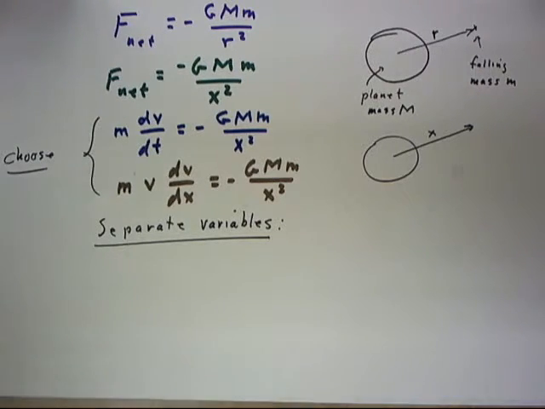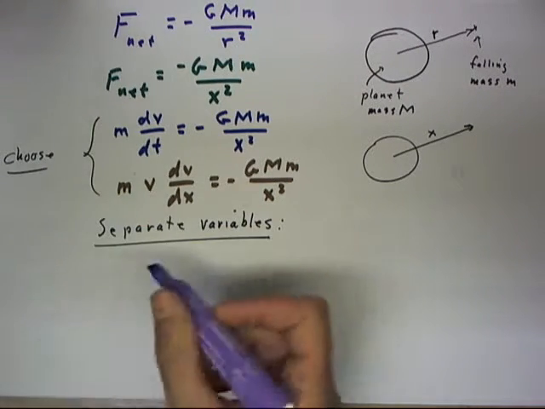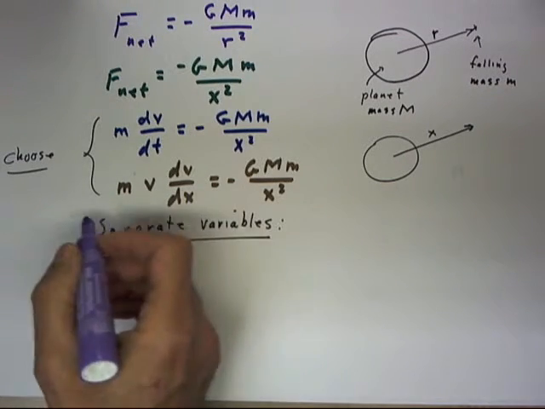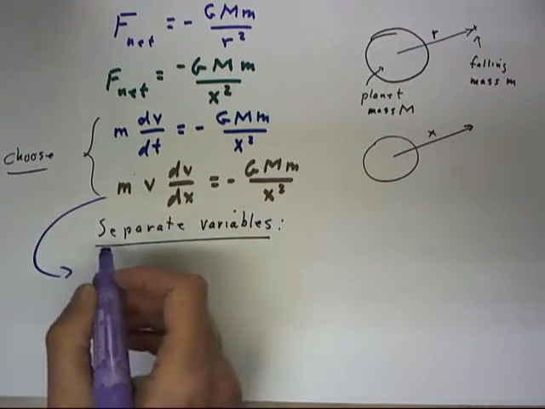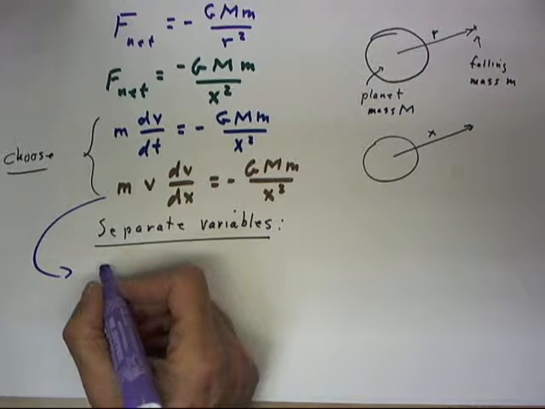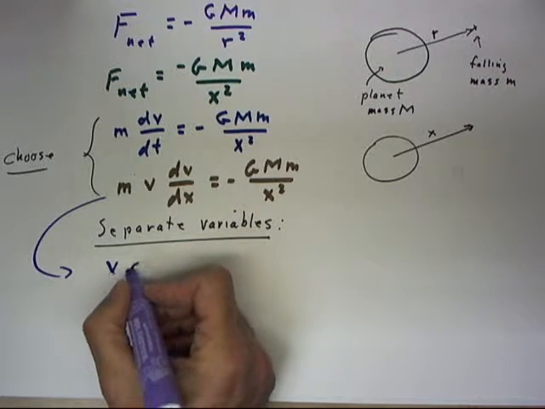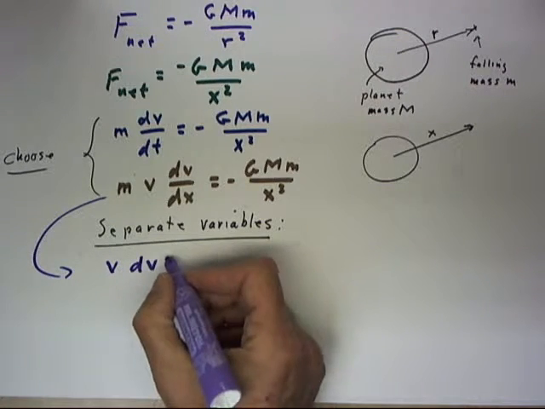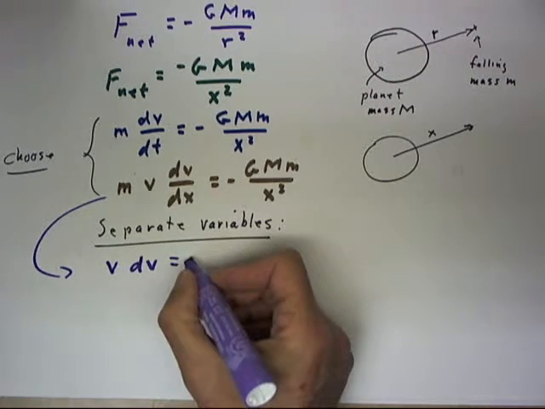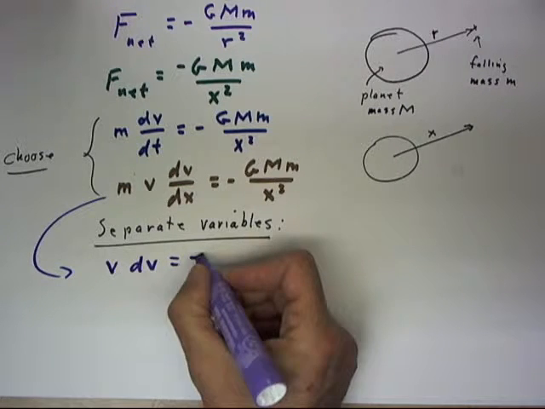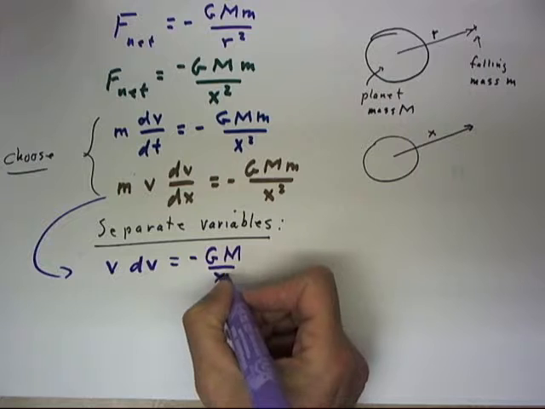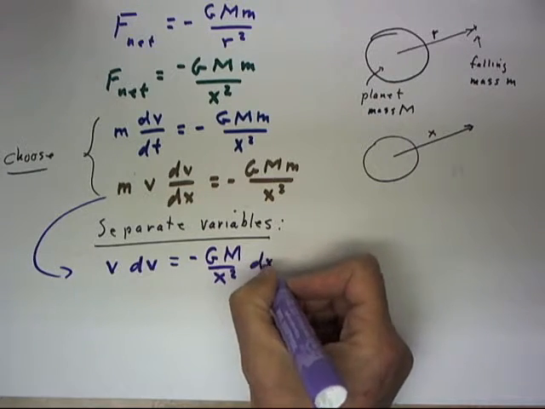Separating the variables in the second form of the equation, we get v dv on the left hand side. On the right hand side we're going to get negative big G times big M over x squared dx.